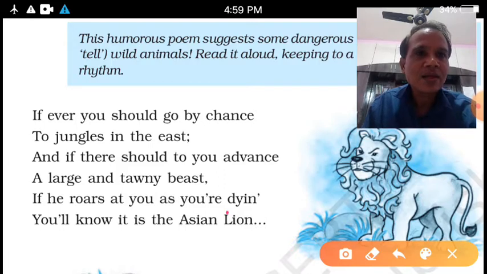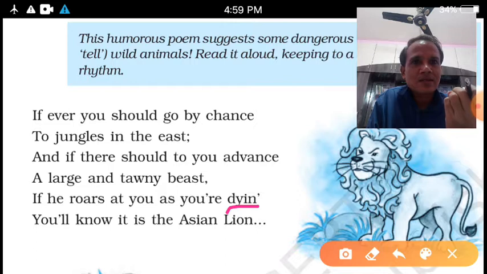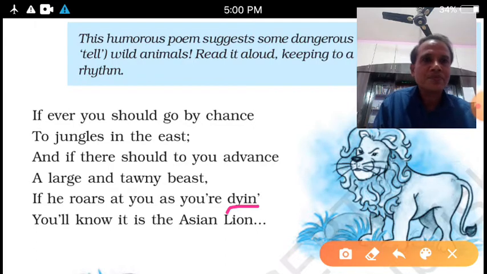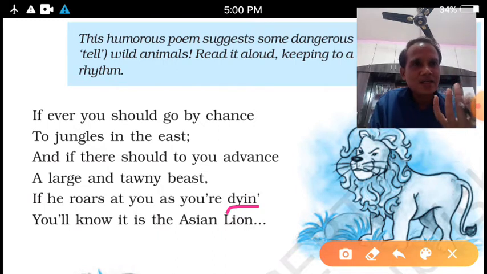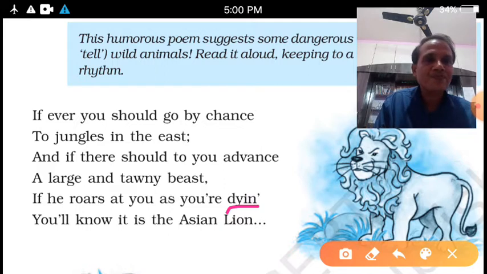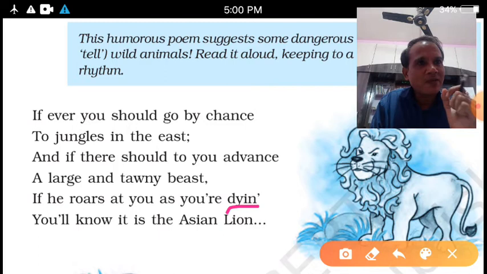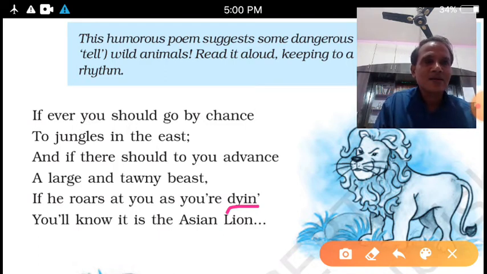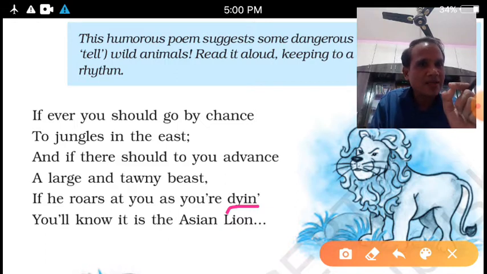Poet said that as soon as you notice a very large tawny beast in front of you, he starts roaring at you, and hearing the roaring of this wild animal, the person will feel that he is going to die. And when the person realizes such a panic, at that time he will have to understand that there is an Asian lion standing in front of him. So you will know it is the Asian lion. So we can say that the Asian lion is found in the eastern part of Asia.